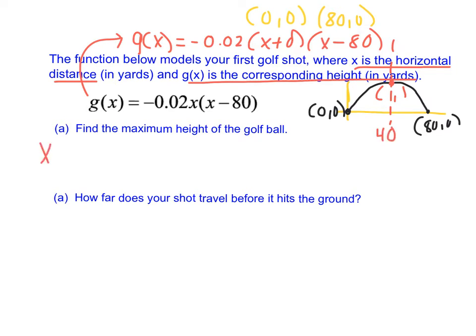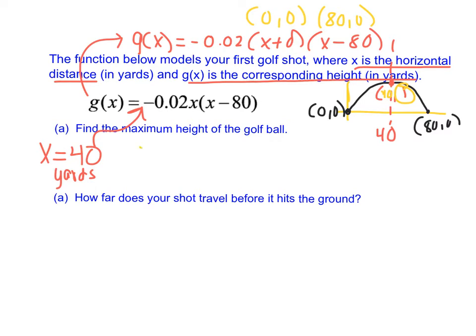So here the x value of my vertex coordinate, the distance traveled horizontally, is 40 yards. It has x is equal to 40 yards. So what we can do is take this x value, substitute it into our equation, and find the corresponding height value right here. So this one is 40, and we're trying to find the corresponding height value.